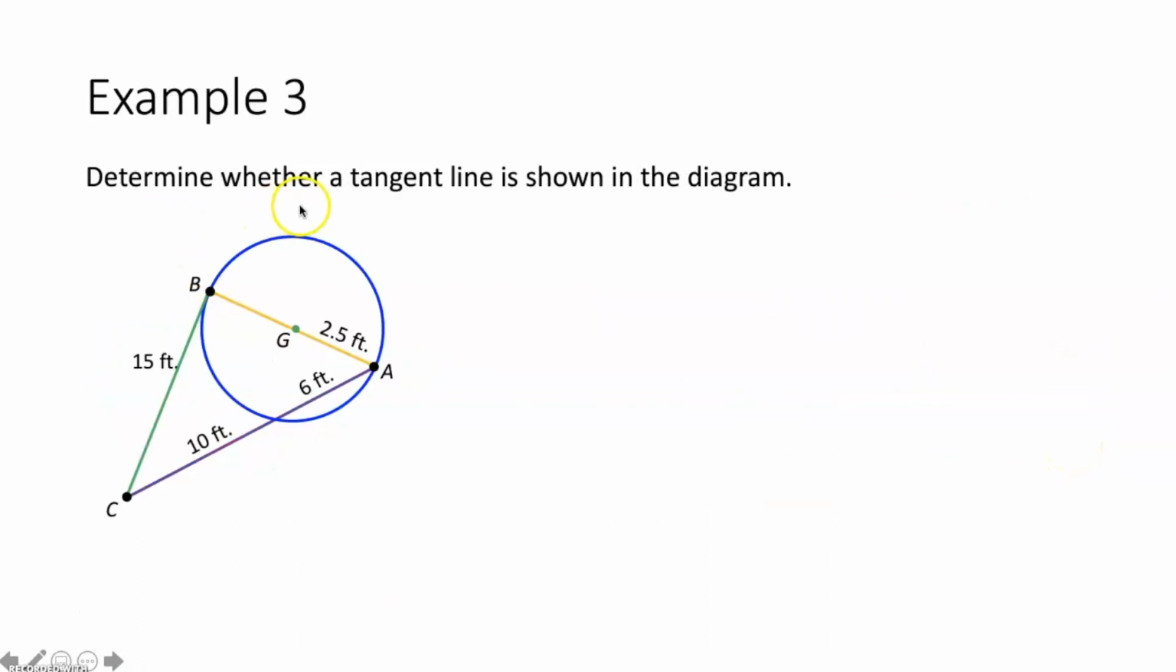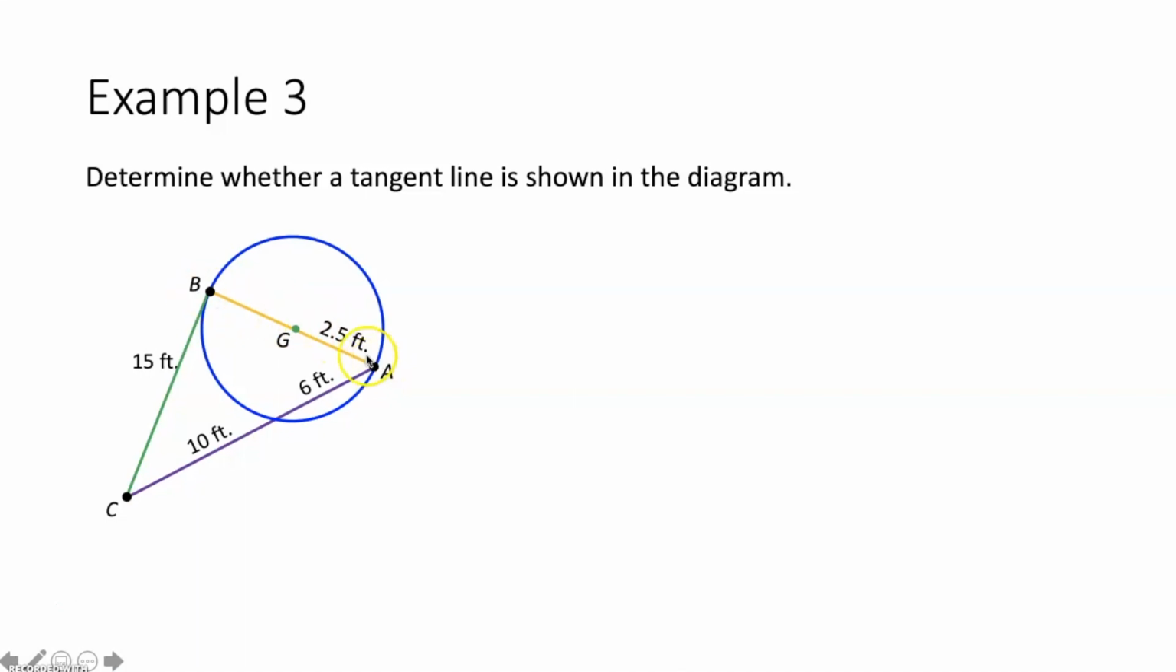Now example 3 says determine whether a tangent line is shown in the diagram. So in this figure we have circle G and we have triangle ABC, and it wants us to determine whether a tangent line is shown in the diagram. Well, there's only 3 line segments here: segment AC, segment BC, and segment AB. And you see that segment AC intersects circle G at 2 points. Therefore, it cannot be a tangent line.